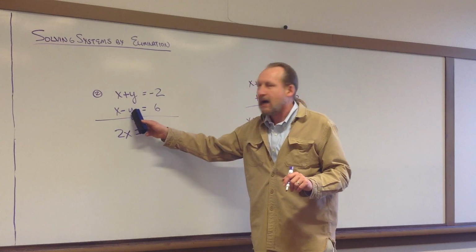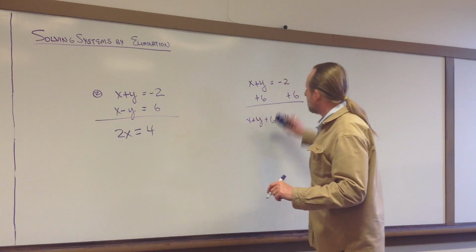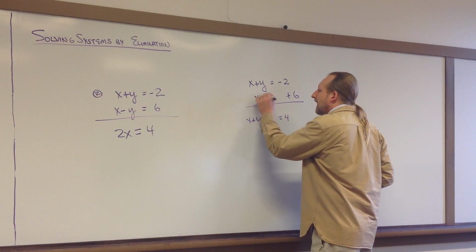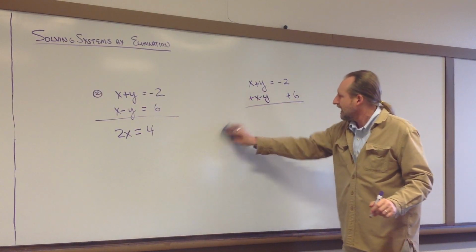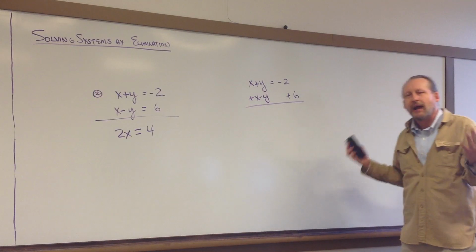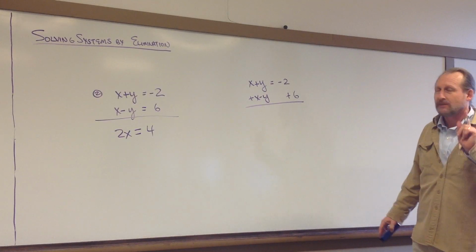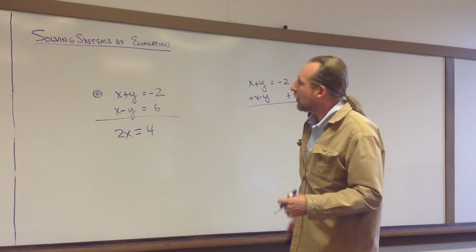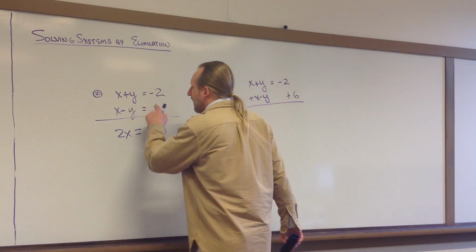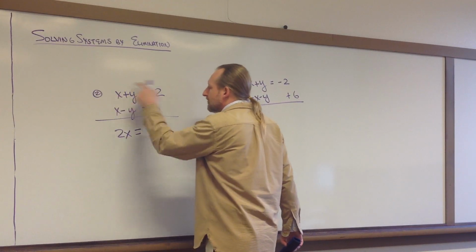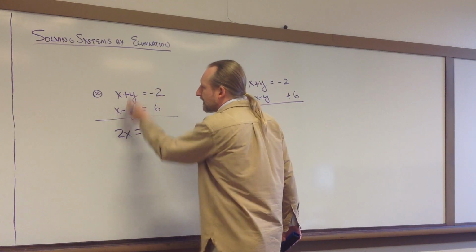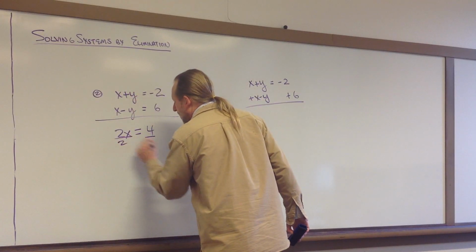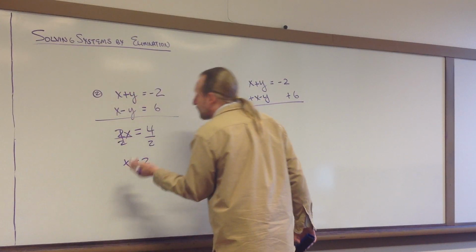X minus y is the same as 6. So on this side, we're going to add x minus y, and on this side we're going to add 6, and we're adding the same thing to both sides. Okay, that's the key to understanding how these problems work. So really what we're doing is adding the same thing to both sides of this equation, and that has the effect of canceling out the y's, giving us 2x equals 4, and now there it is, x equals 2.